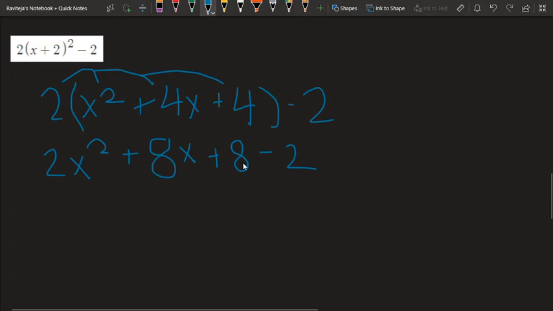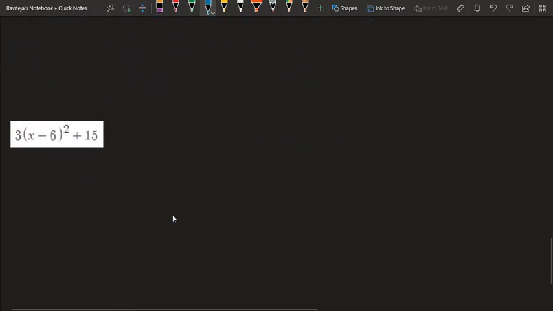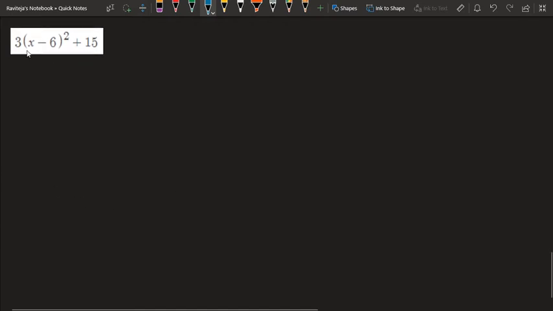And all we have to do is combine like terms for these two numbers. So plus 8 minus 2 is plus 6, which means we would end up with 2x squared plus 8x plus 6 for the quadratic equation in standard form in this example. It really is just a matter of simplifying to convert from vertex form to standard form, and it is that easy. So now let's move on to our last example, and you guys will have one last chance to try one on your own. And here it is, 3 times x minus 6 squared plus 15. This one might have a little more big numbers, but it is the same method.